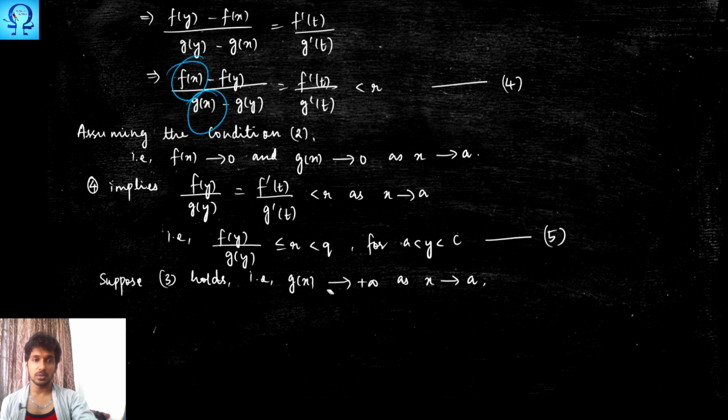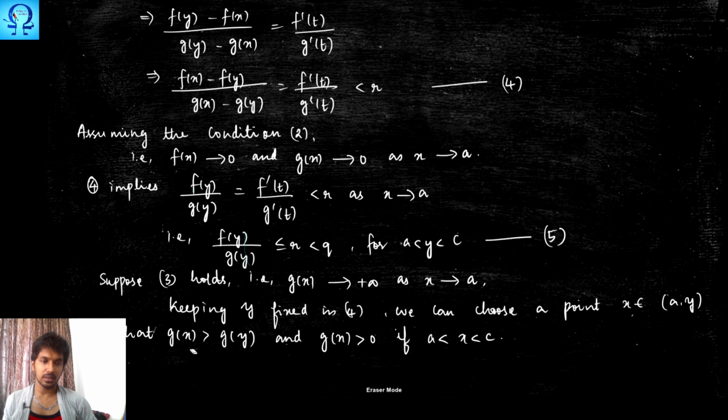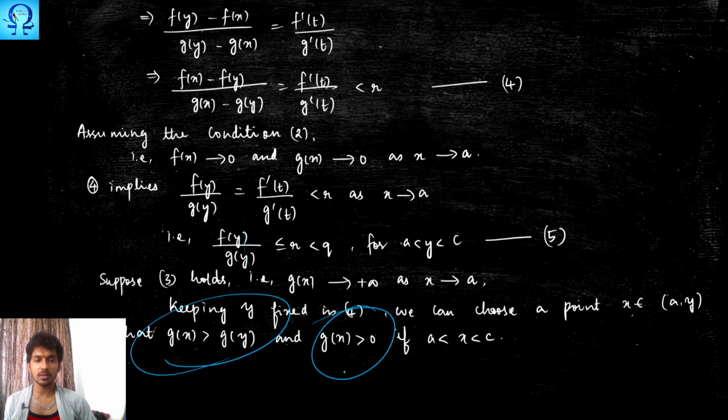And so if 2 holds, we are done. Suppose 3 holds, that is, g of x goes to plus infinity. If this happens, what happens? We'll keep y fixed, and we choose some point between a and y such that g of x is bigger than g of y, and g of x is positive. Here is your a, here is your c, here is your y. We fix this y, and we have to choose some x between these points. In between we can choose any x such that it satisfies these conditions.